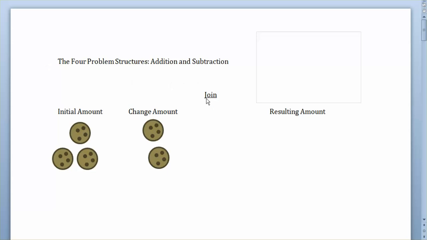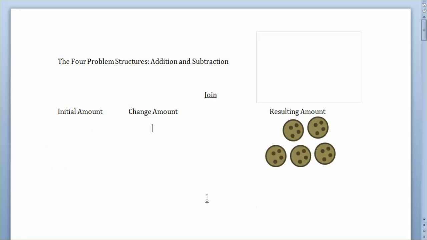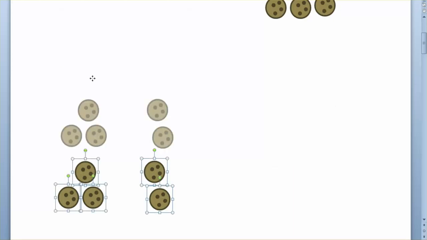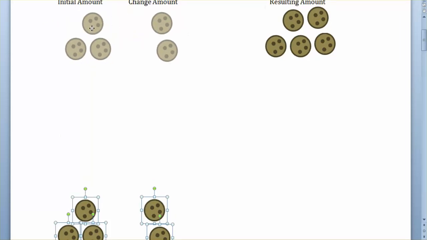It's characterized by the action of putting 2 amounts together. We have an initial amount and a change amount, and we put these 2 together in order to end up with a resulting amount. And so that joining action characterizes problems of the join type. You might think that only addition problems would result from doing this kind of thing. However, we can see that depending on what we know and don't know, sometimes we need addition and sometimes subtraction.